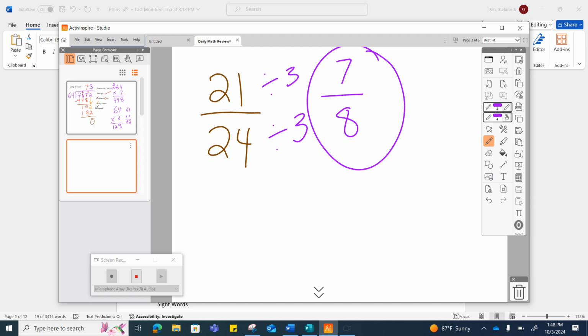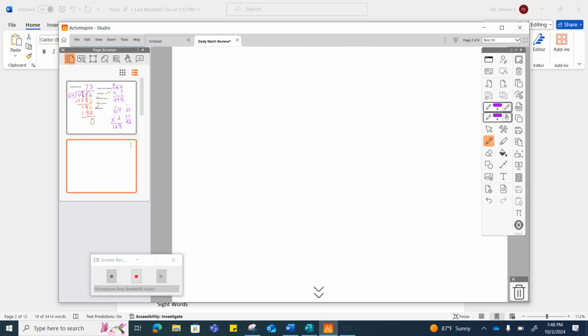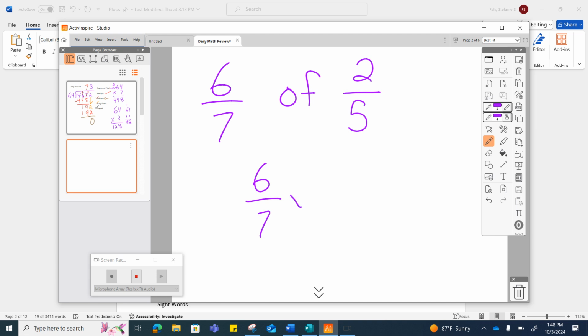They're cheering for me. The next one, everybody seemed to know this once they remembered that in elementary school they learned of means multiply. So 6/7 times 2/5. Who wants to tell me what to do here? Anybody want to tell me? What do I do? What is 6 times 2? 12.